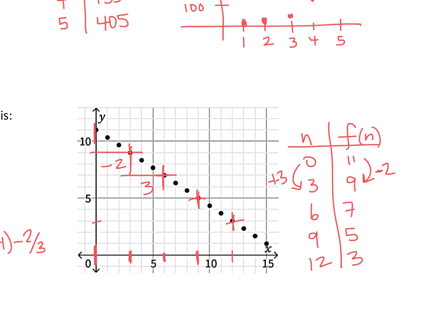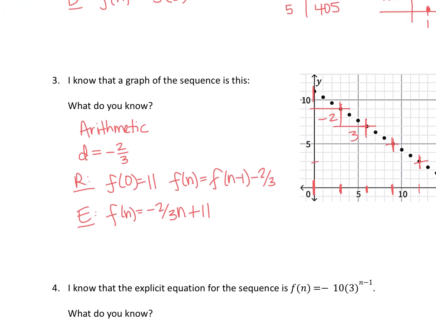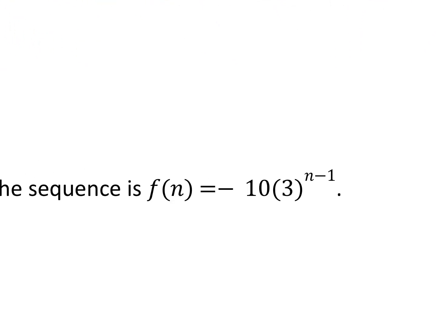All right, let's move on to our next one. Number 4. I know that the explicit equation for the sequence is f of n equals negative 10 times 3 to the n minus 1. Okay, what do we know? So because of this right here, I know that this is my first term. And because the n minus 1 is in the exponent, I know this is geometric, and that is my common ratio. So let's go ahead and list those things.